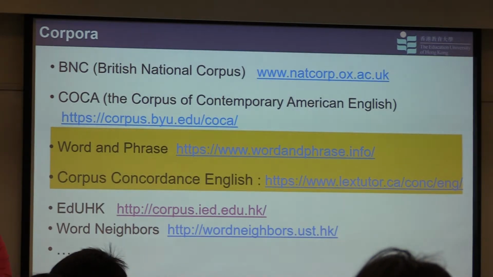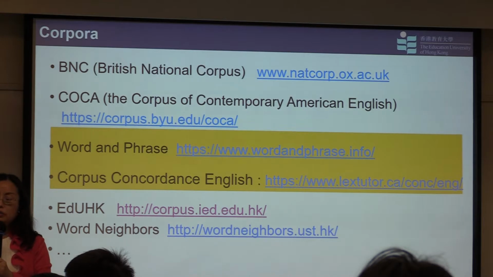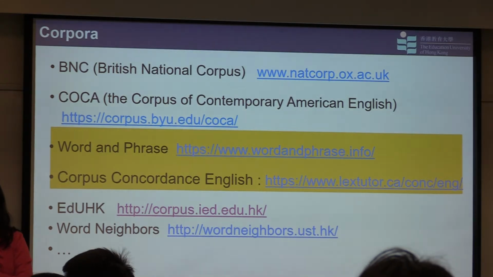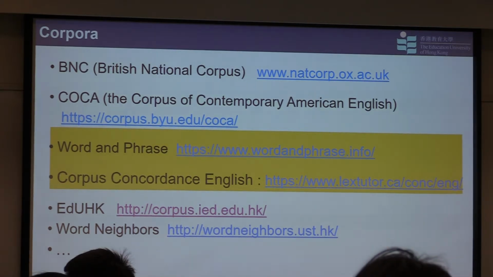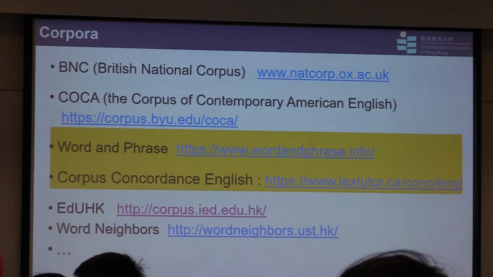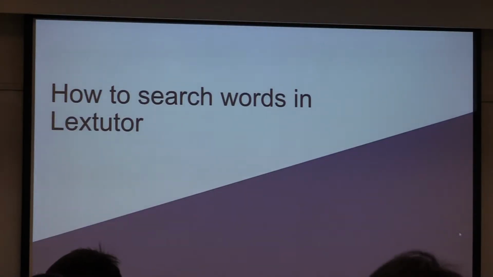LexTutor is completely free, you don't even need to register. For Word and Phrase, you can perform up to 20 searches, then you have to register, okay? But it's very useful. If you register for Word and Phrase, you can also use COCA. It's connected. You can use the same password and email address to register for COCA. And if you register for COCA, you can also use BNC for free, okay? So it's worthwhile to make the effort to register for this website.